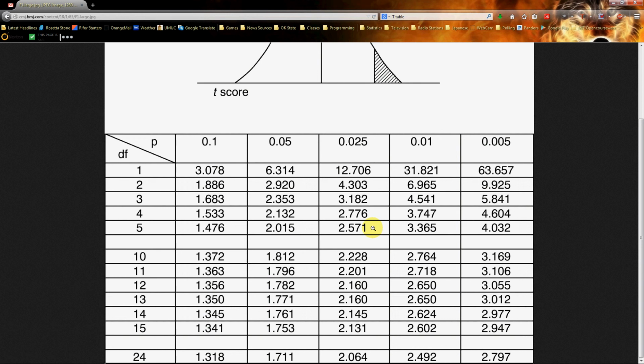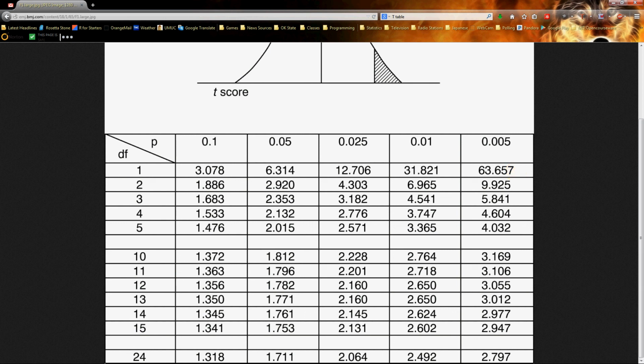Another example, let's say the degrees of freedom is 15 and the p-value is 0.05. So 15 along the left side, 0.05 along the top, gets us to 1.753, and that's going to be our critical value, 1.753. And let's say one more example. Degrees of freedom is 1, and the probability is going to be 0.005. So degrees of freedom is 1, all the way across to 0.005. Notice 0.005 is right there. So the critical value is going to be 63.657. Pretty large. So that's how you use the t-tables.